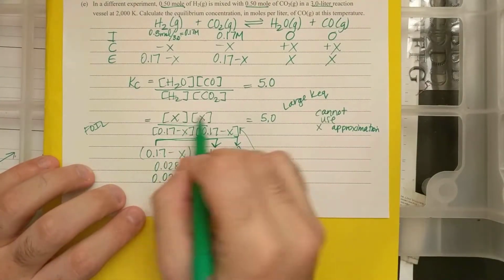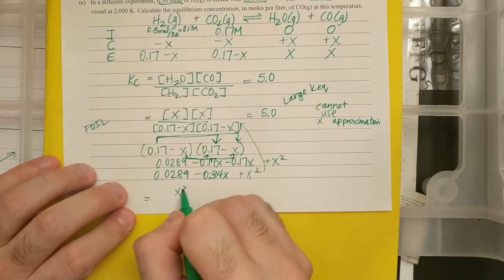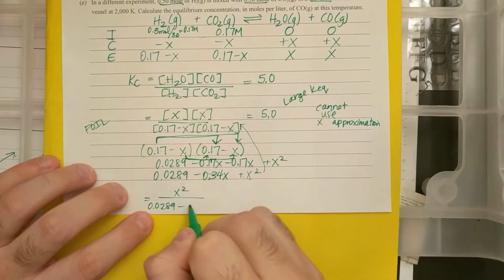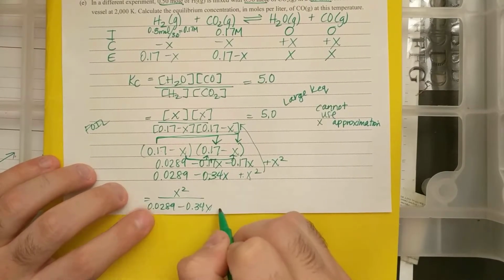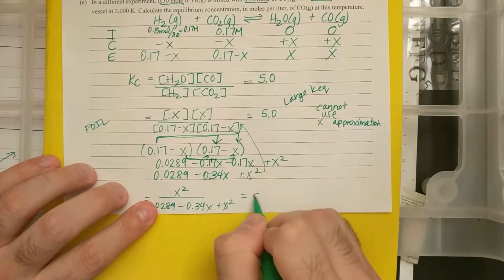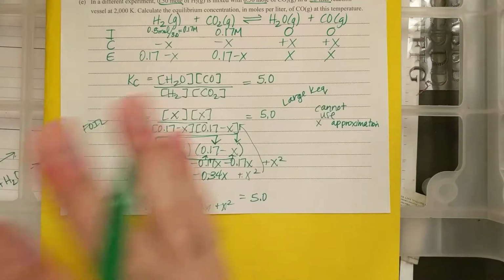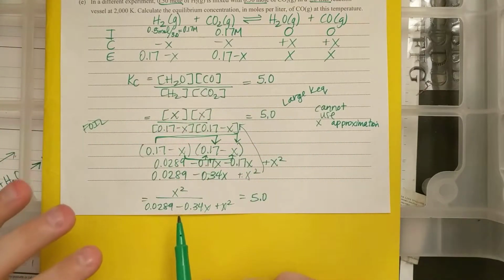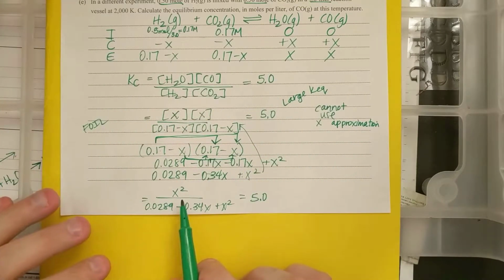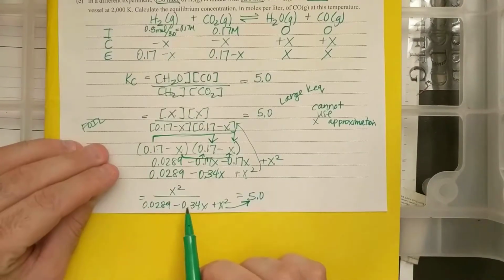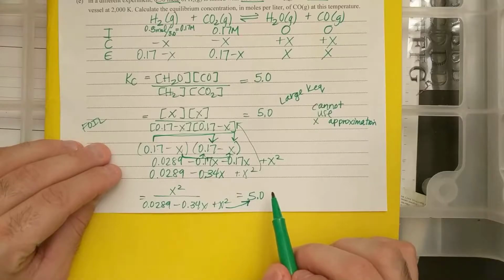And then x times x is x squared. So I'll get x squared all over 0.0289 minus 0.34x plus x squared. And that's supposed to equal 5. Now I'm going to have to flip this over, because I'm trying to rearrange and combine everything. So in order to get this x squared by itself, I have to multiply this times 5. So I'm going to bring this whole thing and multiply it times 5.